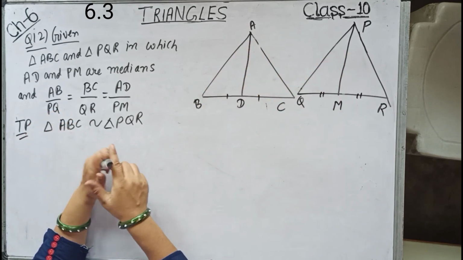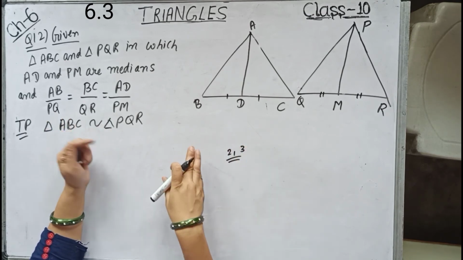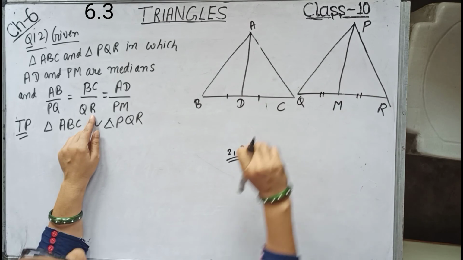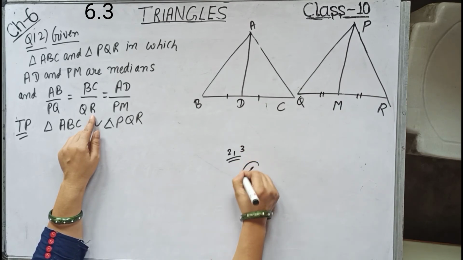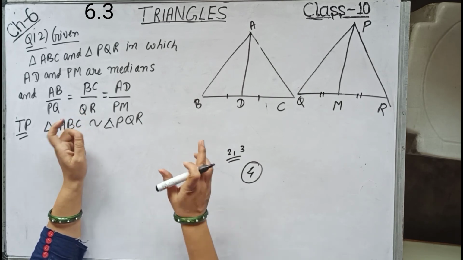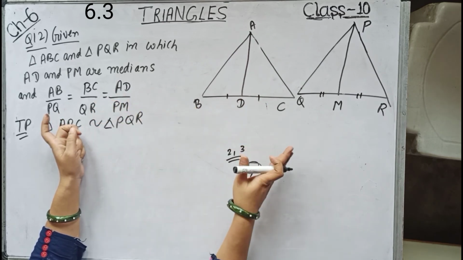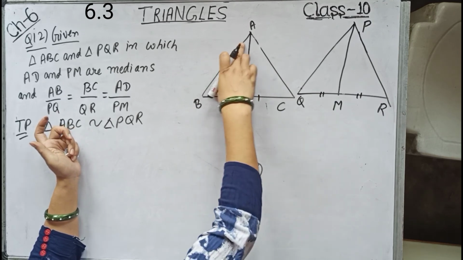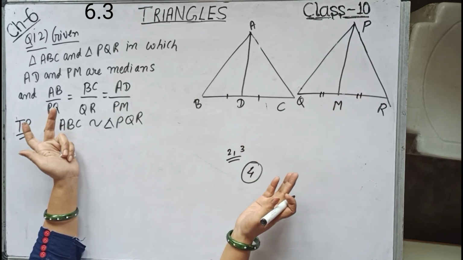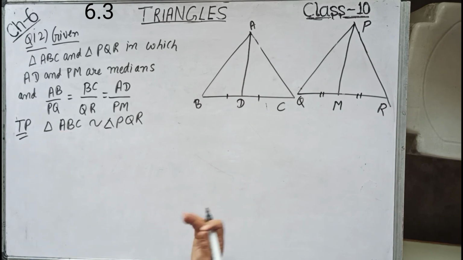Now this question, if it comes, children, it may come under 2 or 3 marks. But if the same question has AC and PR in place of BC and QR, then it changes to a 4 marks question. So take care, both these questions are important. If the side where the median touches is given proportional, then it will be a 2 or 3 marks question. But if it is AB, AC and median, PQ, PR and median, then it becomes a 4 marks question. So you should judge, you should know everything. We will be doing that question as well.